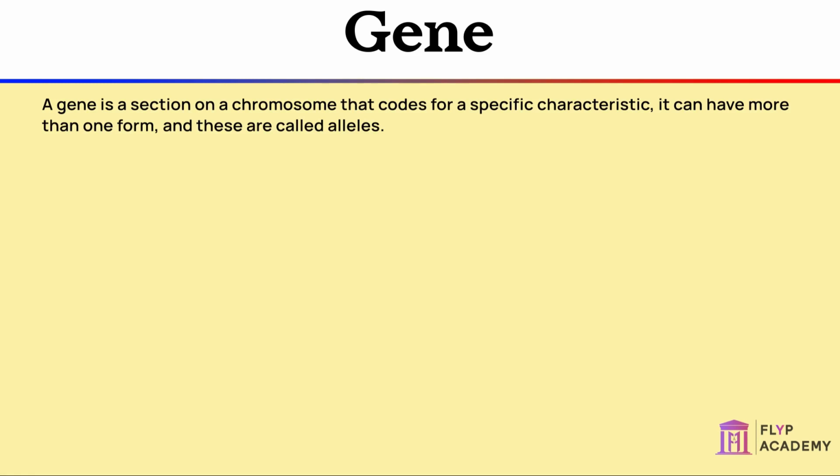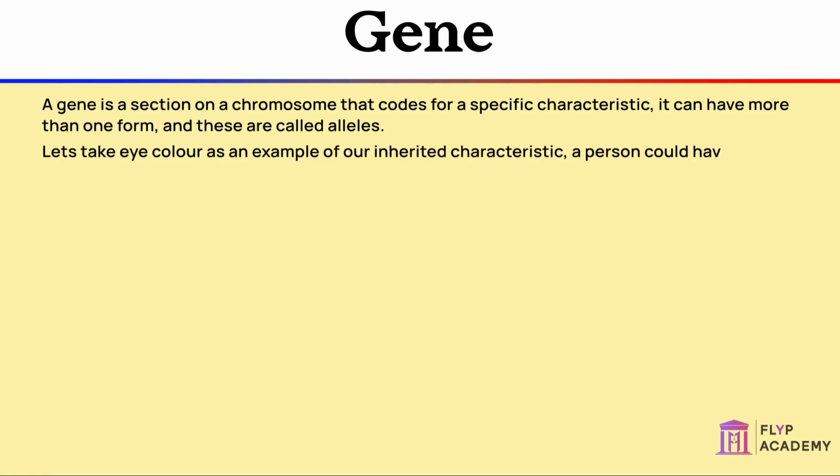During sexual reproduction, there are two parent organisms, so any offspring will inherit two alleles for each gene, giving their genotype, and the interaction of these alleles determines the phenotype. Let's take eye colour as an example of our inherited characteristic. A person could have a combination of alleles B for brown eyes and small b for blue eyes.